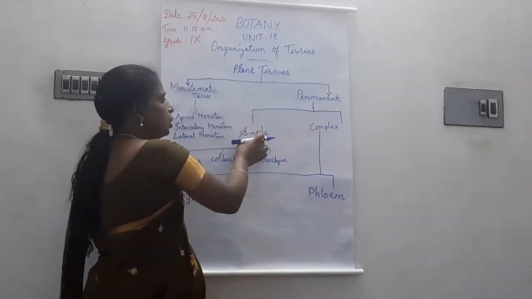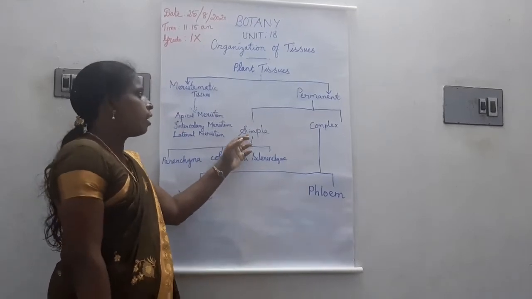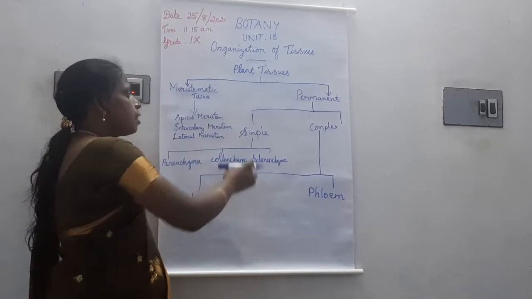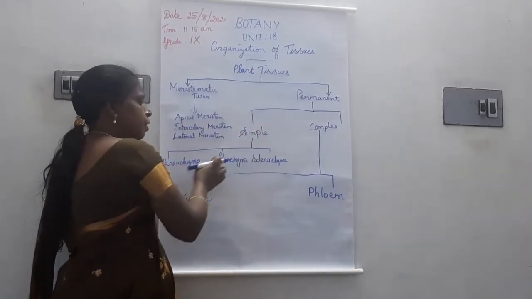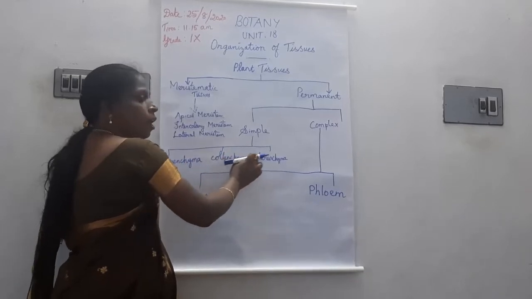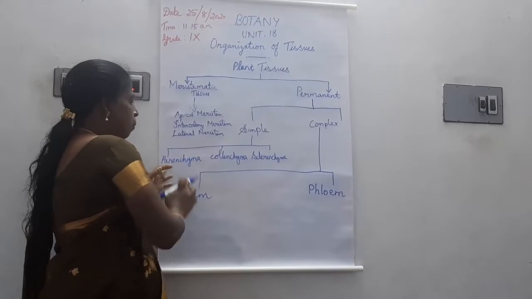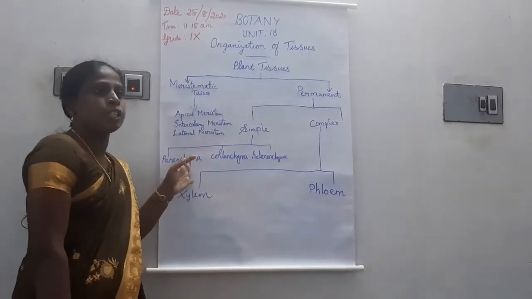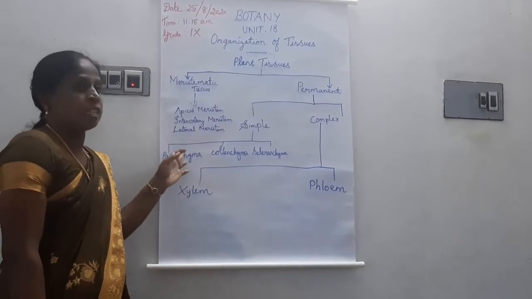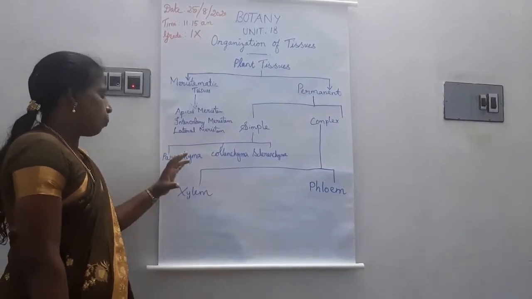What are simple tissues? Simple tissues consist of homogeneous cells, that is, the same kind of cells are present. The simple tissues are mainly classified into three types. They are parenchyma, collenchyma, sclerenchyma. Parenchyma tissues are living tissues because they consist of living protoplasm. The cell walls are very thin and it consists of protoplasm.